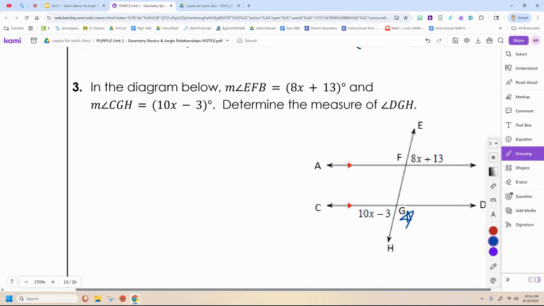Don't I have to do something with these two? Do I have to solve for x? Yes. But then do I have to go farther? Yes. So you want to be really careful when you read: DGH is not x. In fact, it is the supplement. I'll explain in a minute. It is supplementary to 10x minus 3. So not only do we need to find x, we need to find this angle and then subtract from 180.